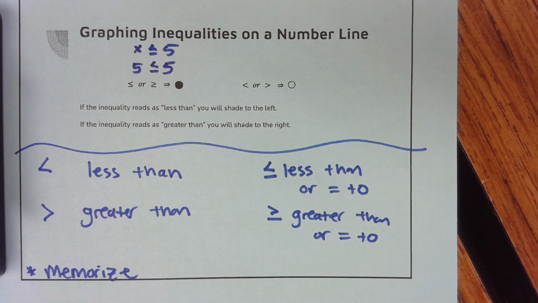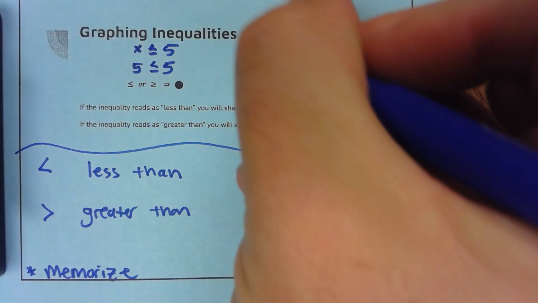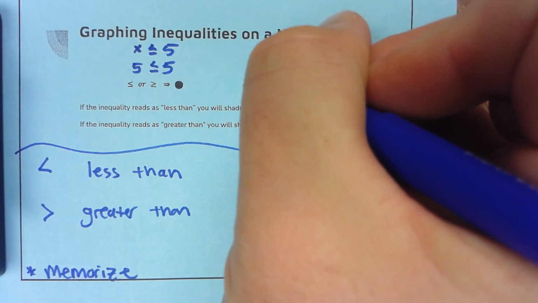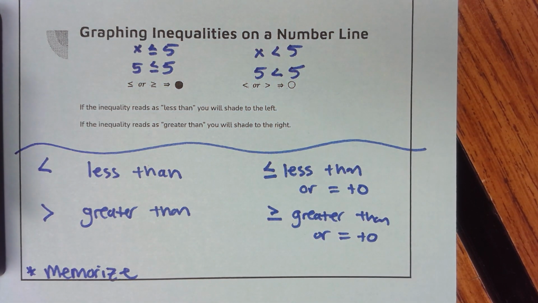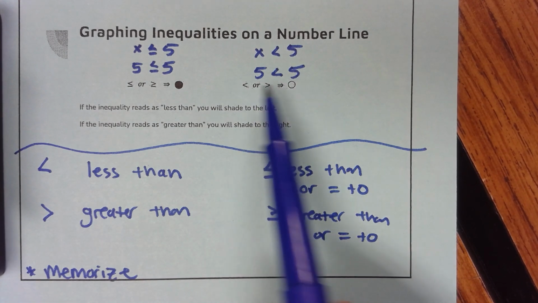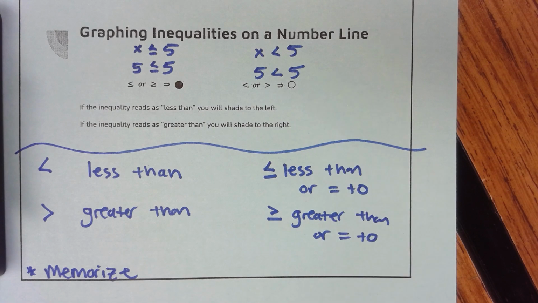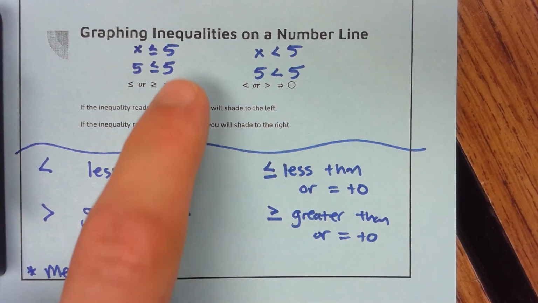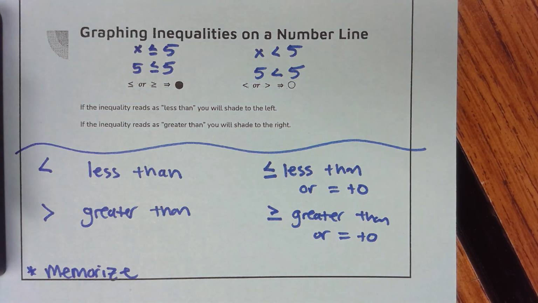That's true, right? Because that's true, we include the value of 5 itself. As opposed to if x is less than 5, and if now we say 5 is less than 5, that's not true, right? Without the or equal to part, this is not a true statement, and thus we leave that value at 5 open. Okay, so open circles when it's just less than or greater than, closed circles when it's less than or equal to, or greater than or equal to.